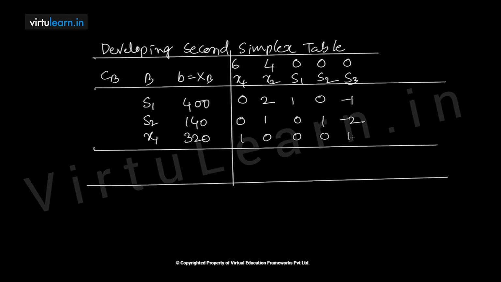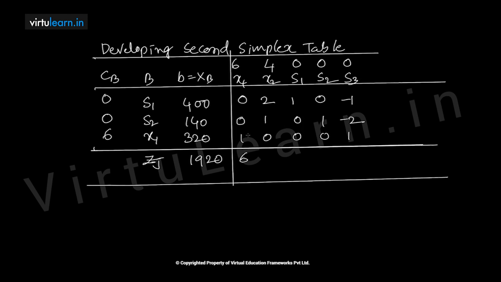Now we'll calculate the Zj value. This Zj value will come based on these values. For each x1 unit, 6 rupees will come. So here Zj is equal to 1920. How has it come? 400 into 0 plus 140 into 0 plus 320 into 6 gives us 1920. And here the value will come: 0 into 0 plus 0 into 0 plus 1 into 6, so 6.